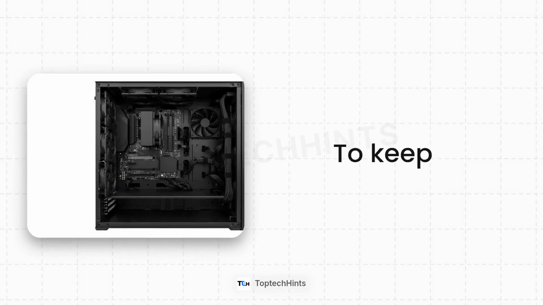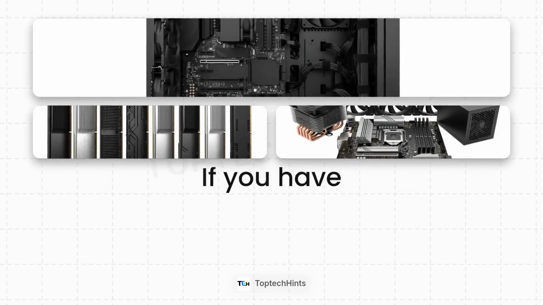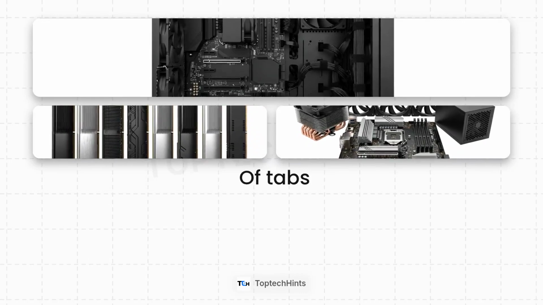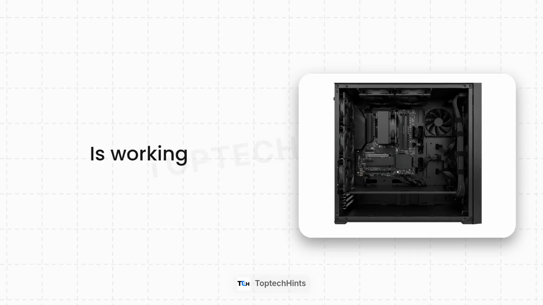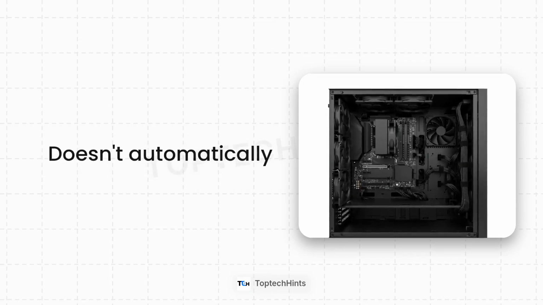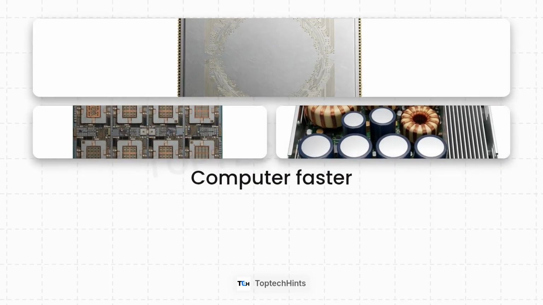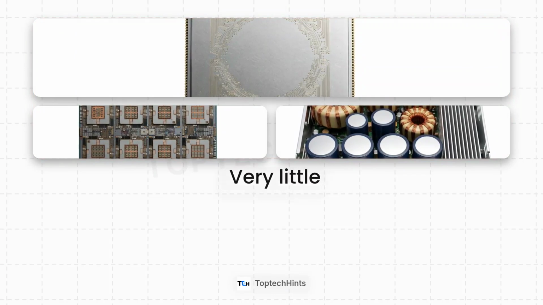More RAM allows you to keep more applications and information ready at the same time. For example, if you have a browser with dozens of tabs open while editing a video and running another application, your RAM is working hard. But remember, more RAM doesn't automatically make every computer faster. If you already have enough memory, adding more may produce very little difference.